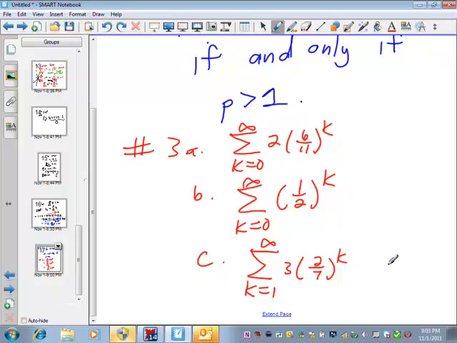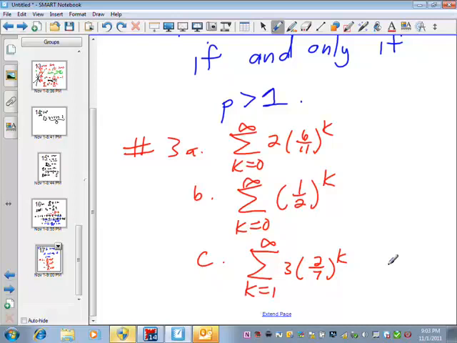So the first one we talked about was called geometric. It's just the power of one number. We have already mentioned that in order for that to work, that number had to be less than 1. So you can have 1/7 to the first, and then 1/7 squared, and then 1/7 to the third, and so forth. That's a geometric series, right?